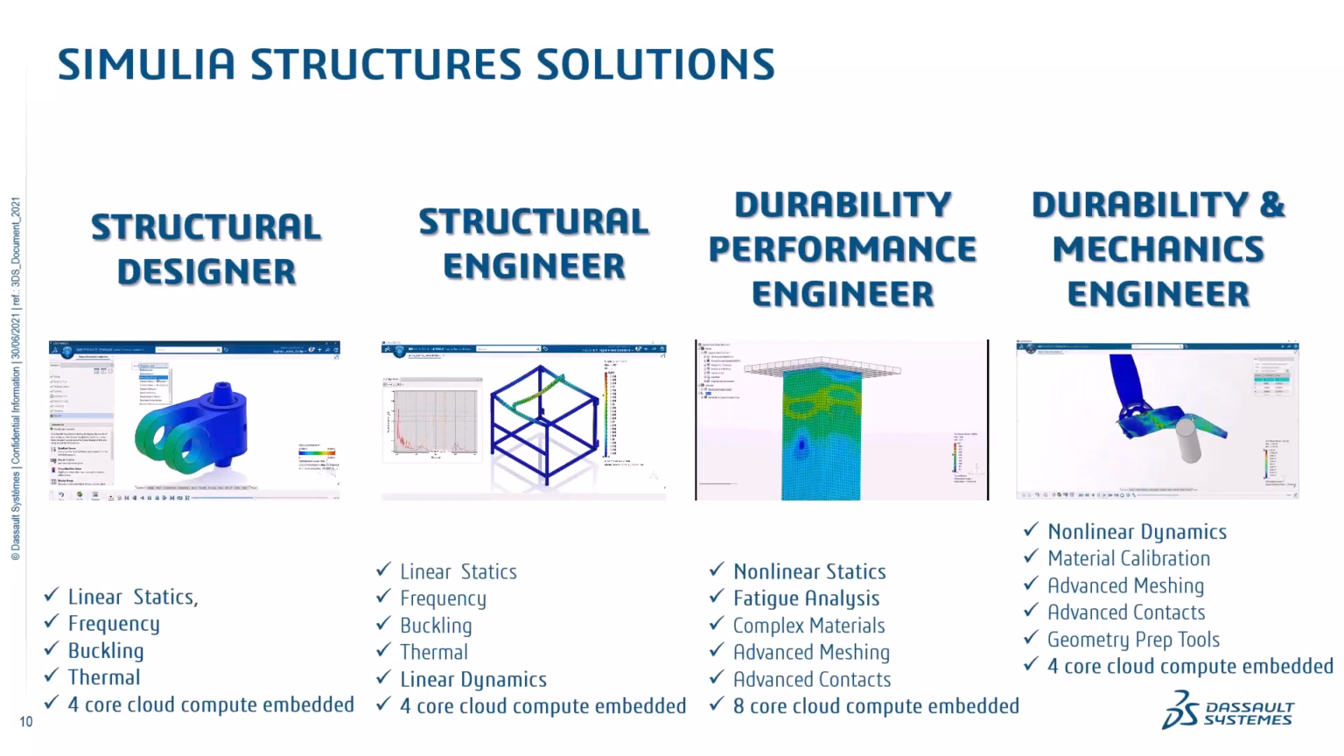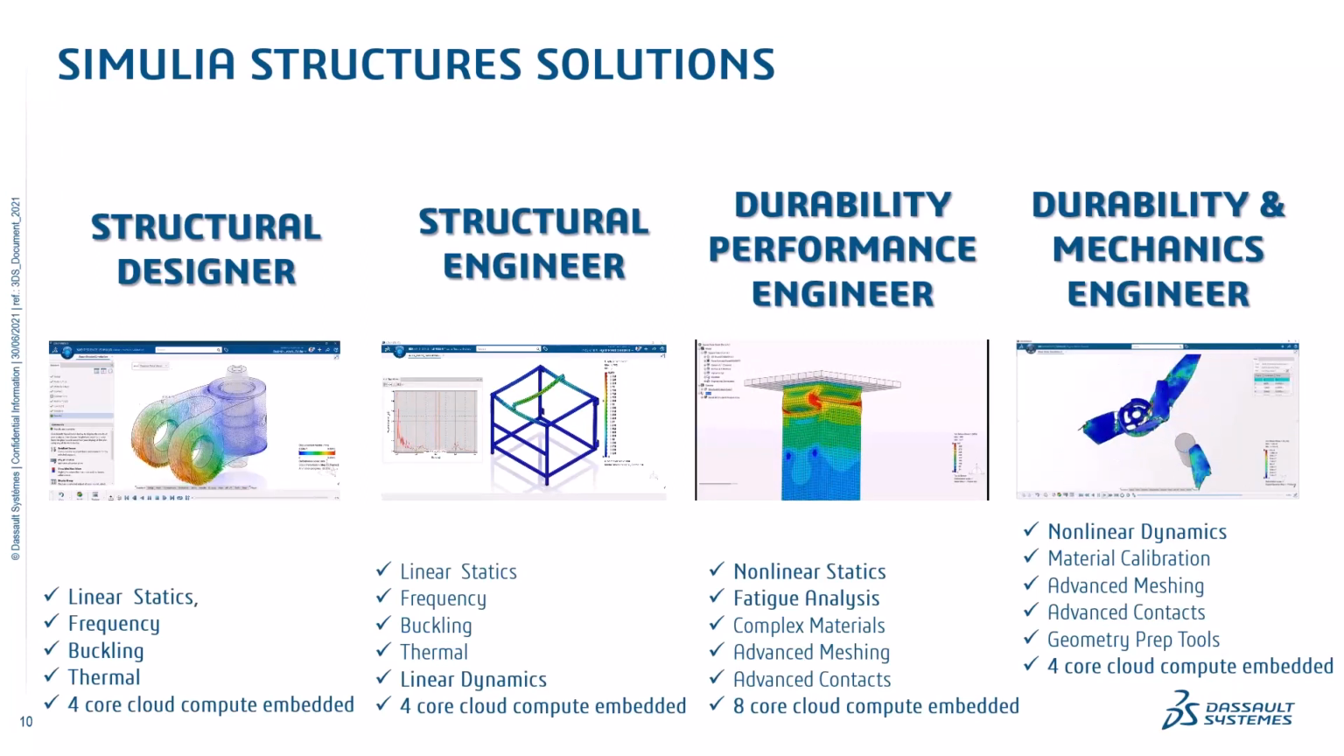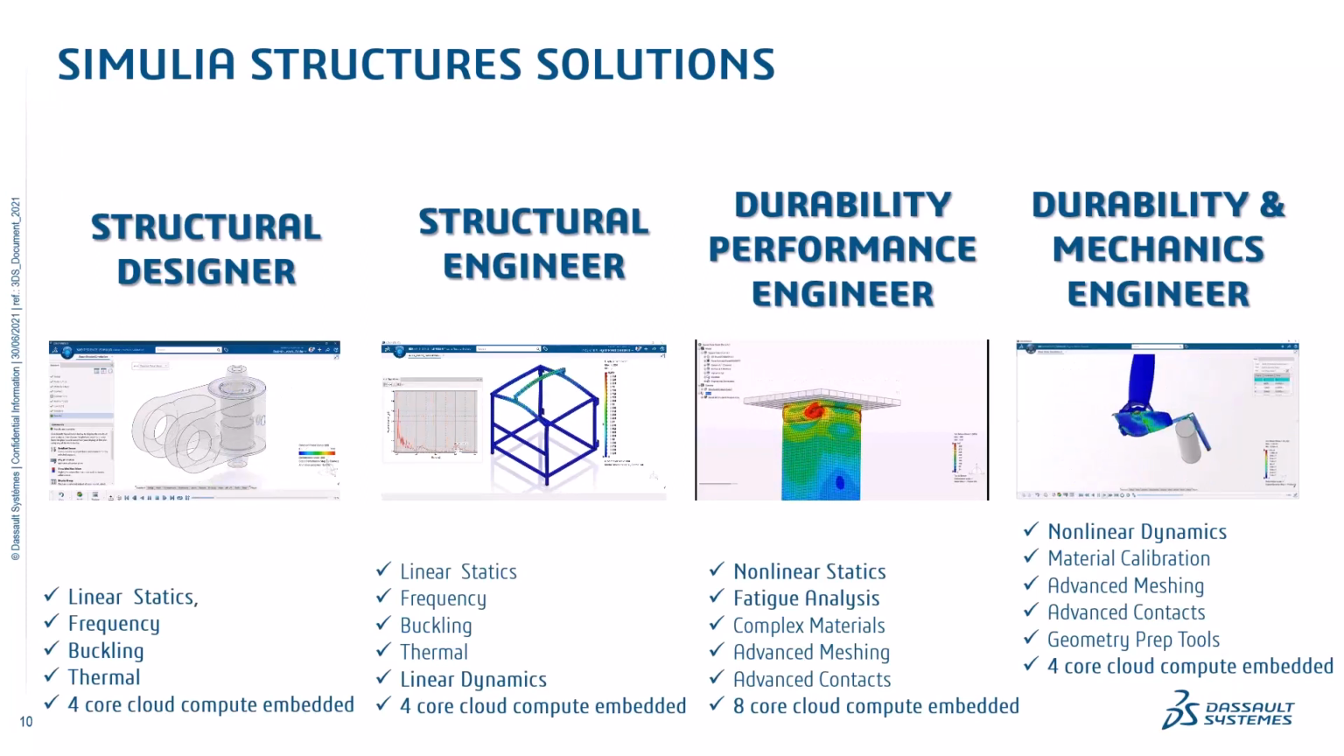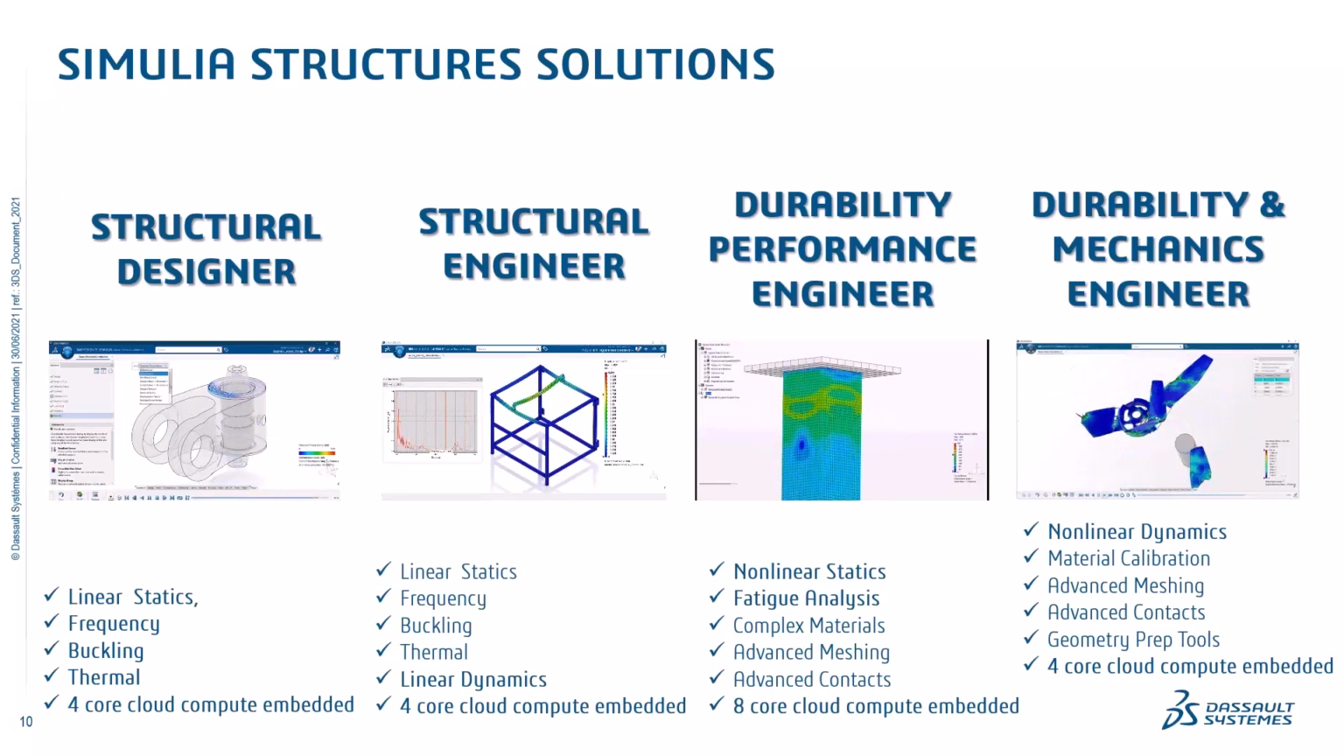So this might be an easier way to look at the four tiers here. Structural Designer, where you've got linear statics, frequency, and buckling. This comes with 4 cores of embedded compute. So that could be local or the cloud, or you can spend cores to unlock more locally or do more cloud solving. Structural Engineer, the next level that comes up, includes thermal and linear dynamics. Also gives you those 4 cores built in.